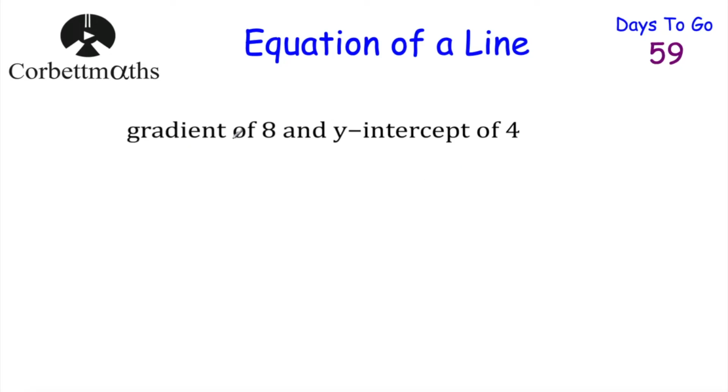Okay, so if we had a straight line that had a gradient of 8 and a y-intercept of 4, what would the equation of that straight line be? So feel free to press pause now and write down the equation of that line.